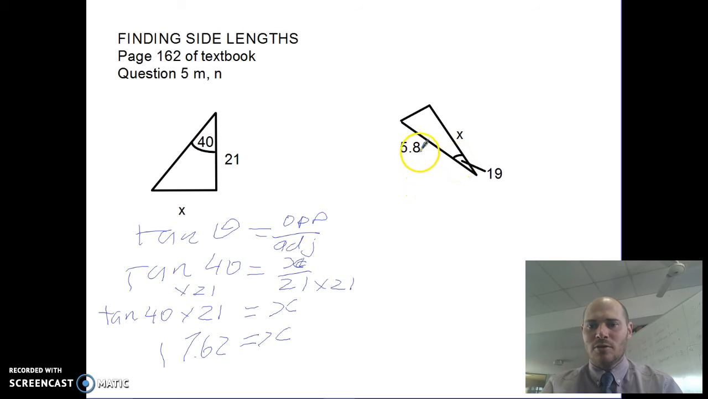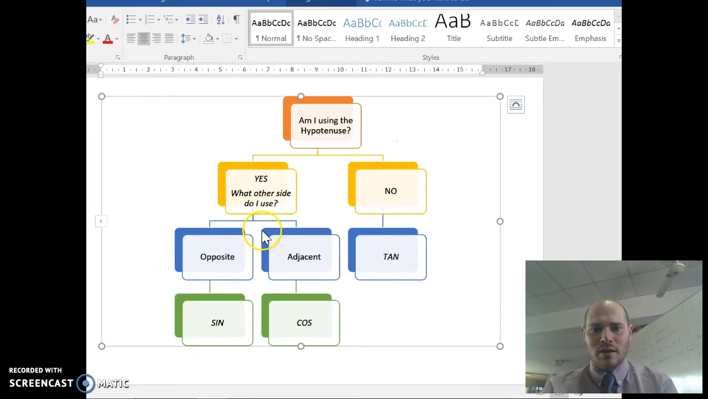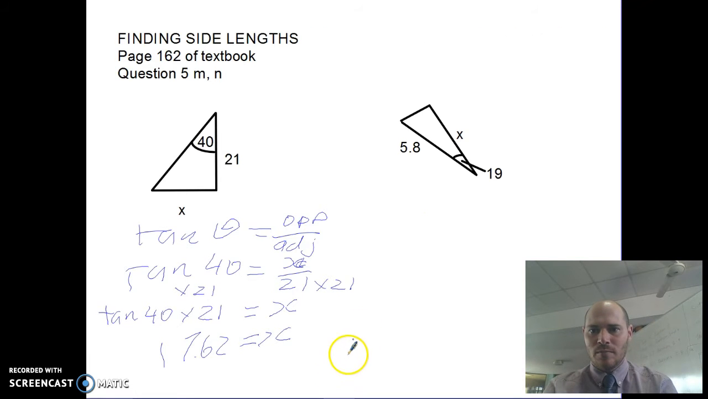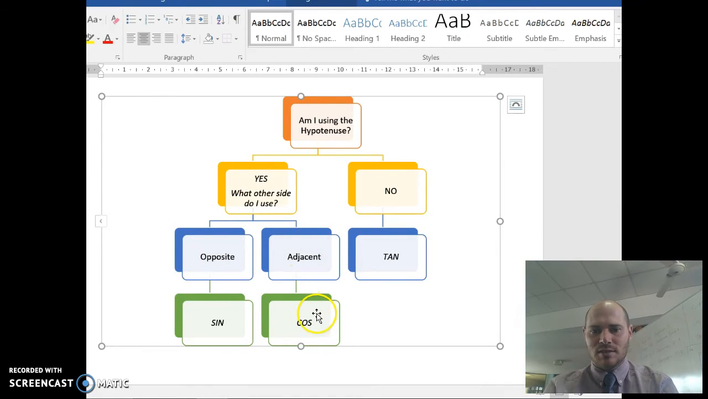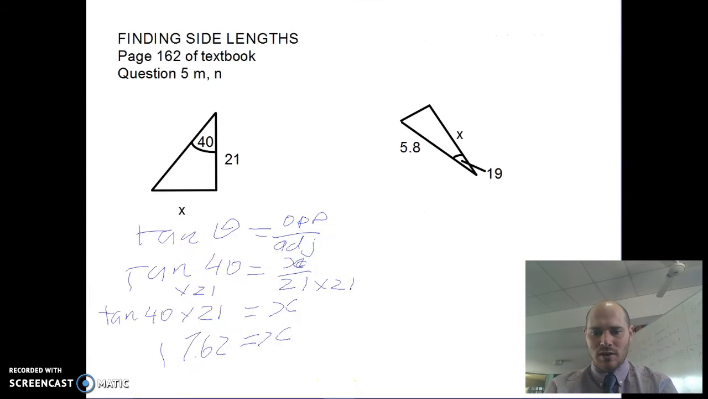am I using my hypotenuse? I need to find out what ratio I'm using. The answer this time is yes. So I go here, yes. Now my next question, what other side do I use? So let's go back and have a bit of a look. Well, here's the angle, and so my hypotenuse is there, and this one is next to it, or adjacent. So if I'm using the adjacent, then I'm going to be using my cos ratio.